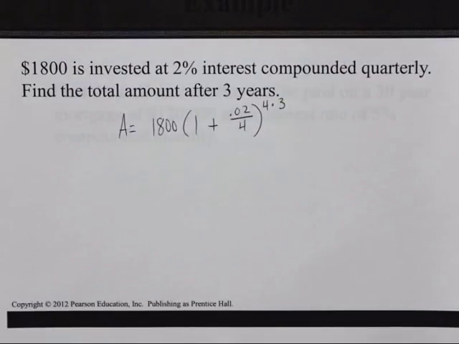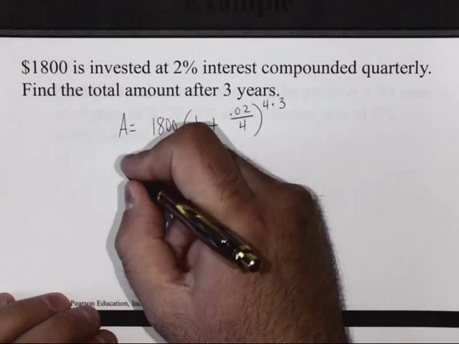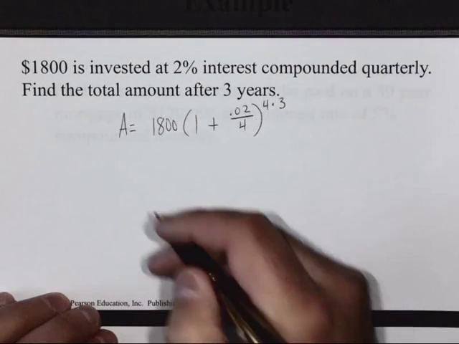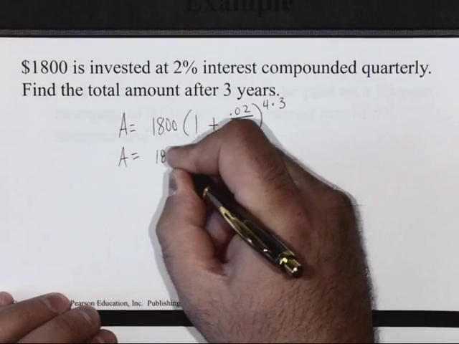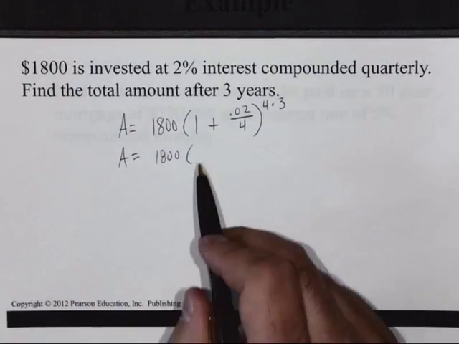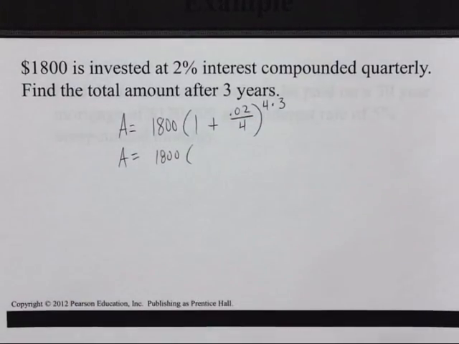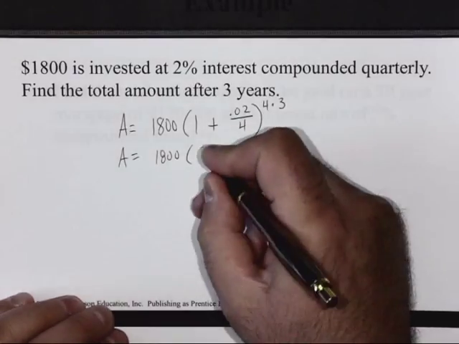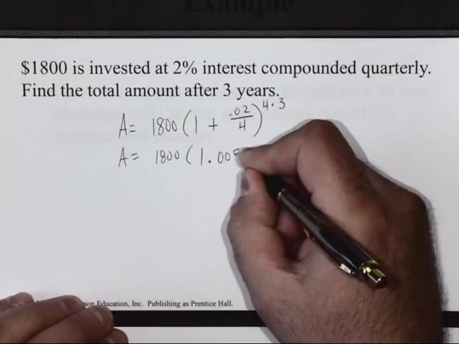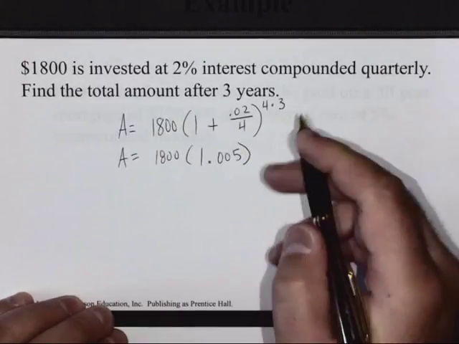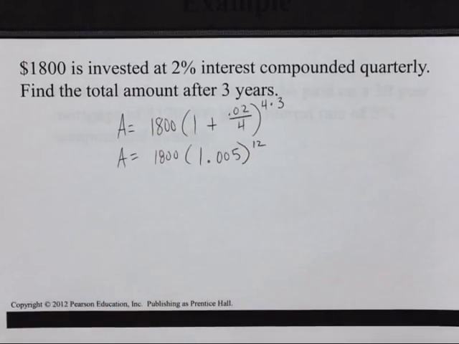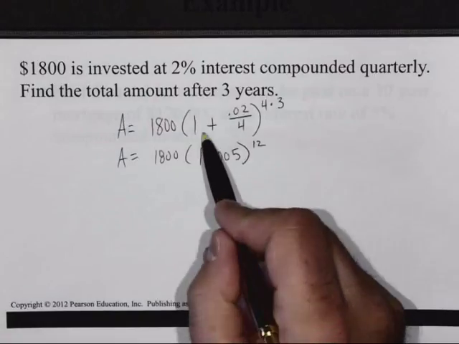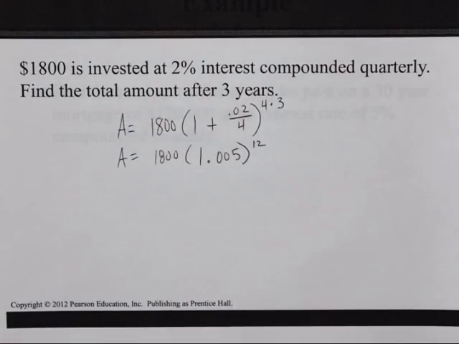Okay. So to work this out, you want to follow the order of operations. So start inside this parentheses, and we want to divide first before we add. So 0.02 divided by 4 is 0.005, and then we add that to 1, so we get 1.005, and then of course 4 times 3 here is 12. So we divided, then added, okay.